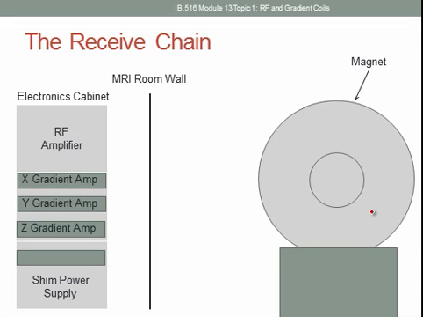So let's look at the receive chain. I'm showing the same electronics cabinet here, but now I want to look at the path that the signal we're receiving takes. Of course, we start at the coil, and then we go to this thing called the preamplifier. This is a circular RF coil, and I'll show you what that looks like later on. We can assume it's what's called a birdcage coil. This is our magnet. This is our patient table.